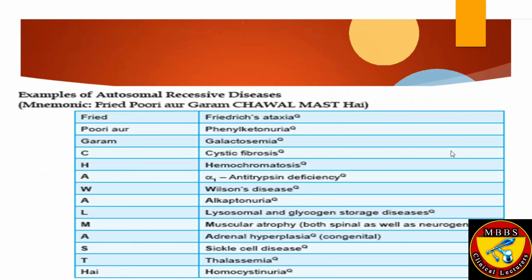This is an example of autosomal recessive disease that you're seeing: Friedreich ataxia, phenylketonuria, galactosemia, cystic fibrosis, hemochromatosis, alpha-1 antitrypsin deficiency, Wilson disease, alkaptonuria, sickle cell anemia, thalassemia, homocystinuria, muscular atrophy, adrenal hyperplasia.